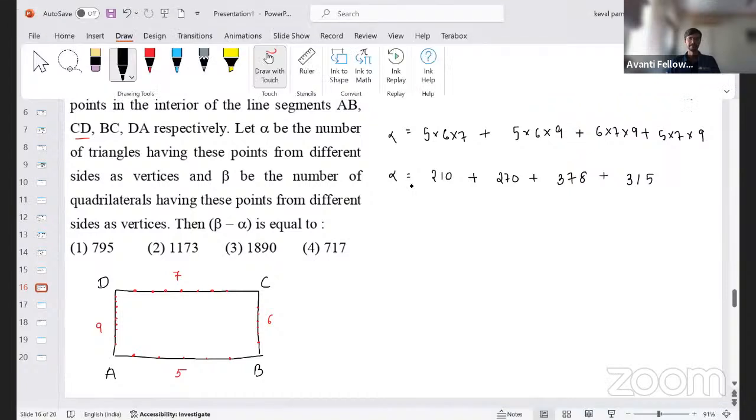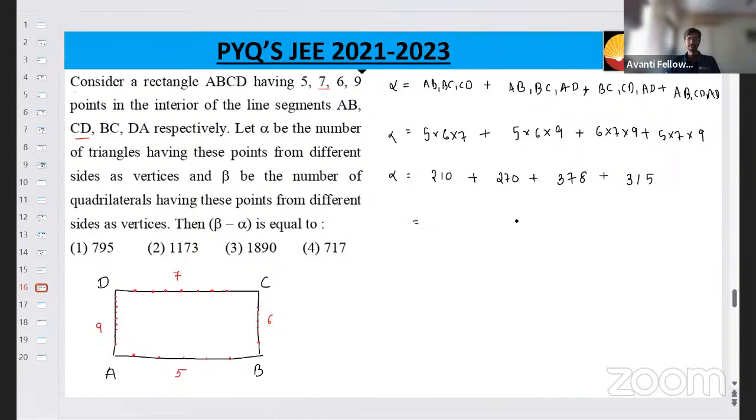So we got to add them. So 8 plus 5 13, 7 8 15 16 17 3 3 6 7 8 9 10 11. So alpha is basically 1173. Right? I hope I am correct. You can also check the calculation.